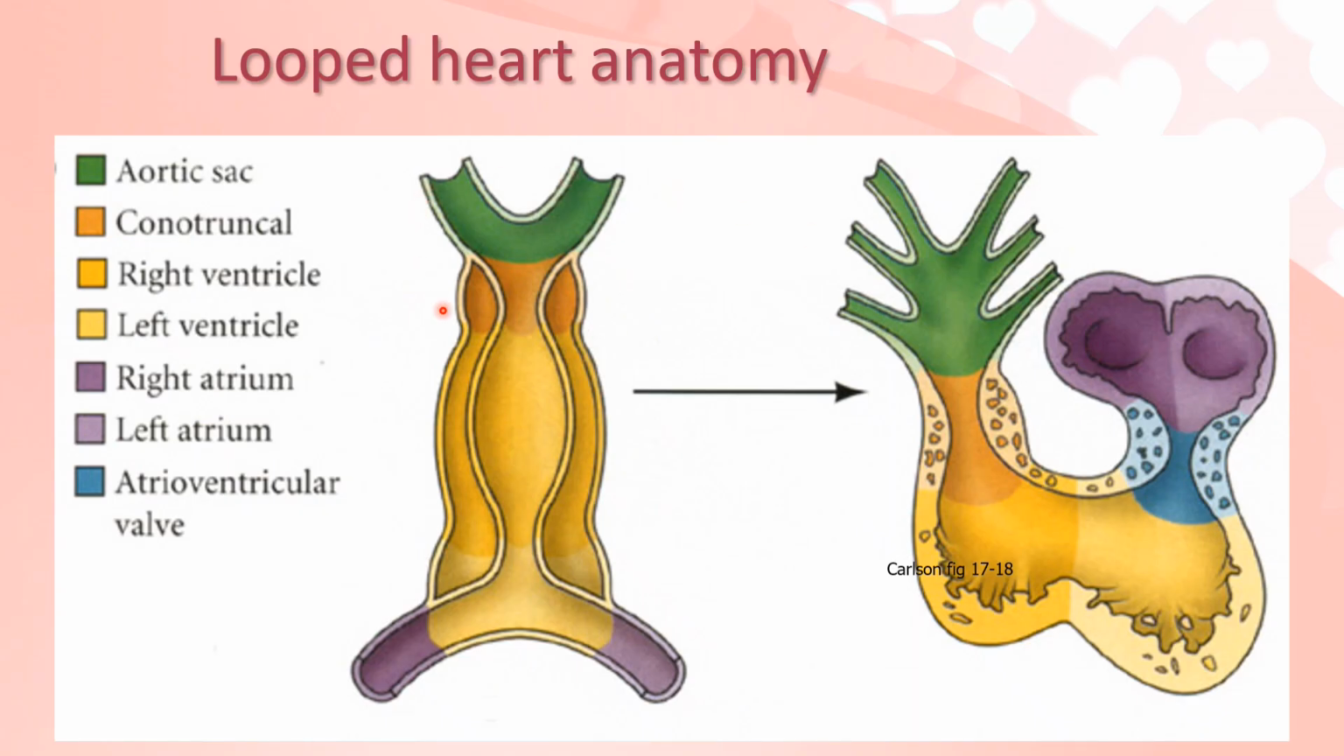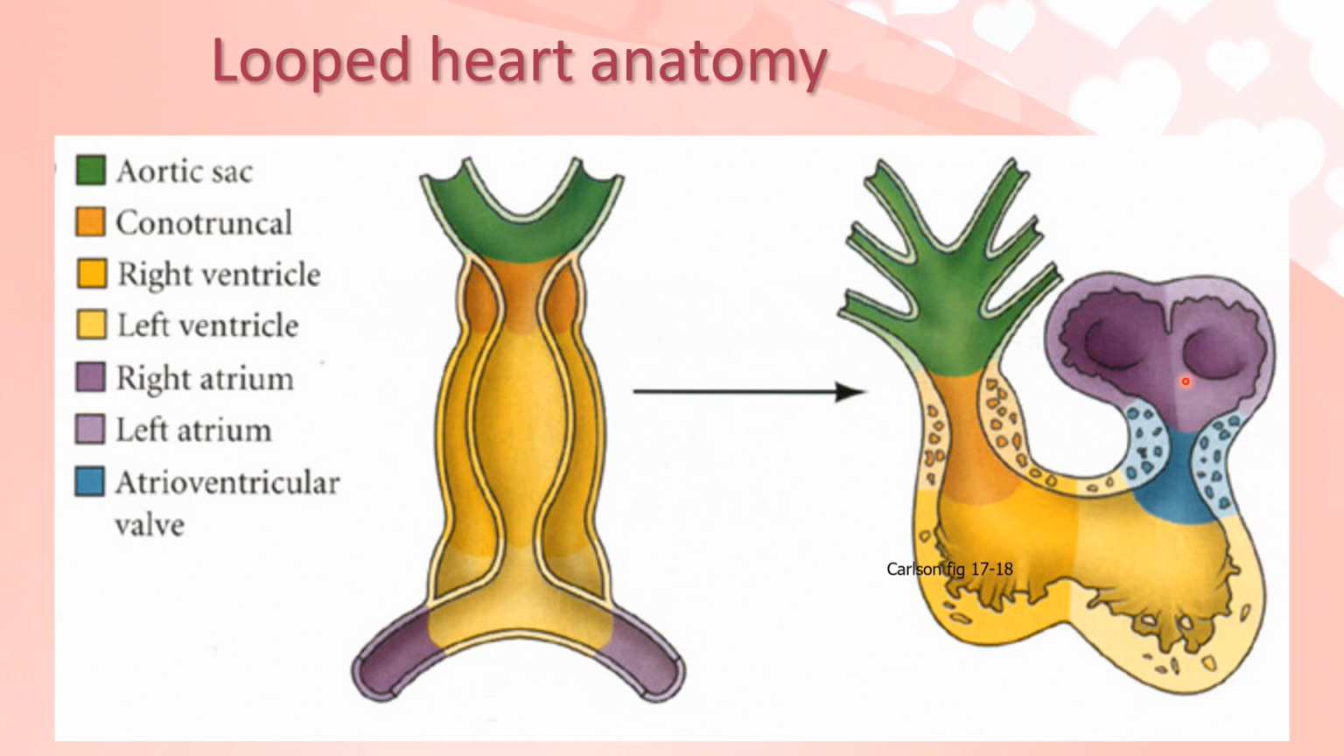So this diagram shows the looped heart anatomy and the different parts which are formed from the different parts of the heart tube. This is the area which is developing into the aortic sac. This is the area forming the conotruncal region, the left atrium, and the right atrium. And in this diagram you can see the aortic sac, the conotruncal region, the left atrium, and the right atrium which is forming.